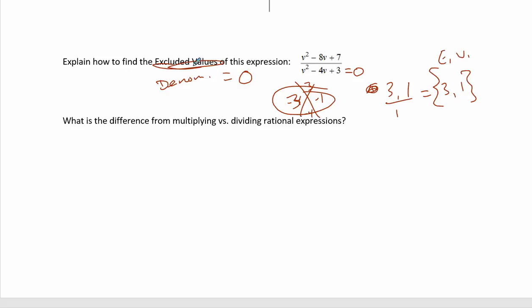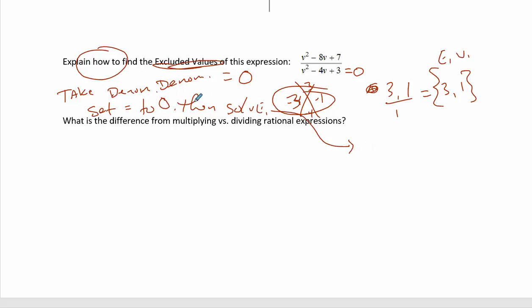Now, the question doesn't say find it, it says how. Okay, so explain how. So how would you explain? So you would say, take the denominator, set equal to 0, then solve. Well, how do I solve? After I solve this, or when it says then solve, what do I do? First thing is I would factor, because of a quadratic. That's why I'm factoring.